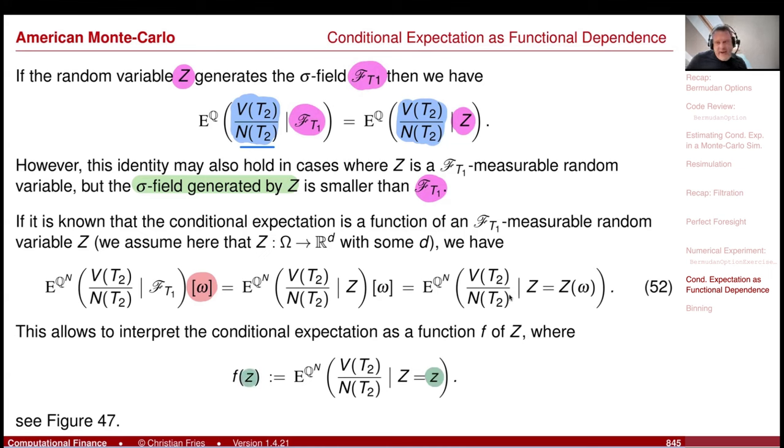So now I have a function that maps little z to the conditional expectation of the guy that I would like to condition, for which I would like to have the conditional expectation, conditional that my random variable z is equal to little z. So this is the same as saying the conditional expectation evaluated on omega, which means conditional that z is equal to z of that omega. So my little z is the value that I observe on the sample path.